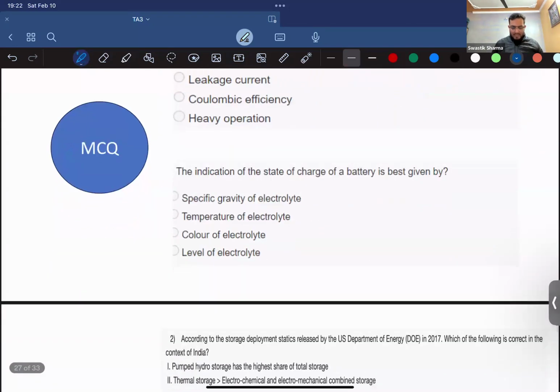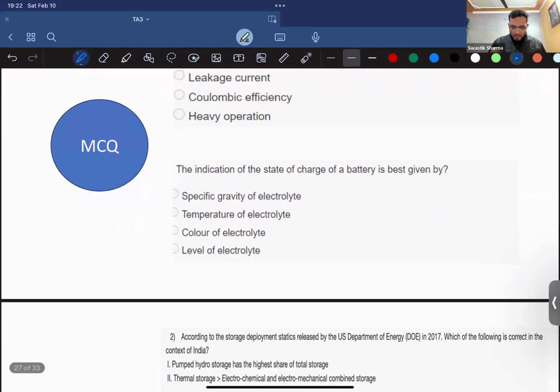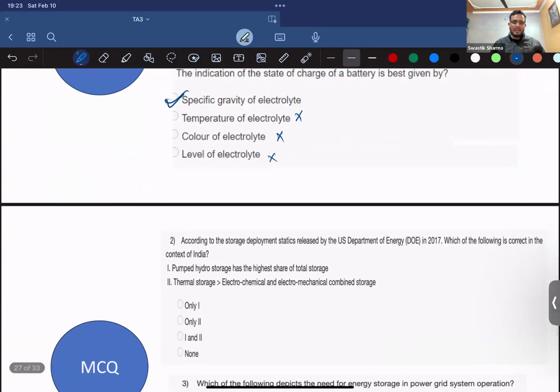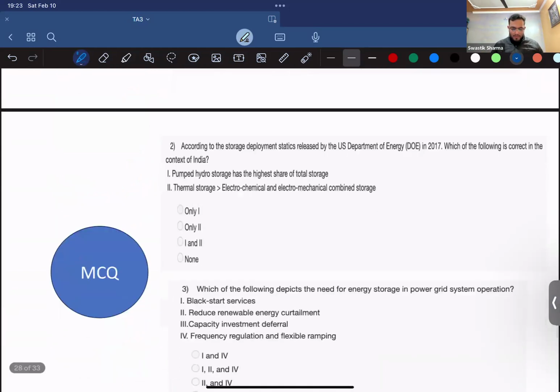So next question: the indication of SOC is best given by? Not the temperature, not even the color of the electrolyte, not even the level. It's the specific gravity of the electrolyte. You can watch Sir's lecture; he has explained it. In a 2 hour lecture, I can't cover 5 hours of lectures. That's impossible. But yeah, you can watch it.